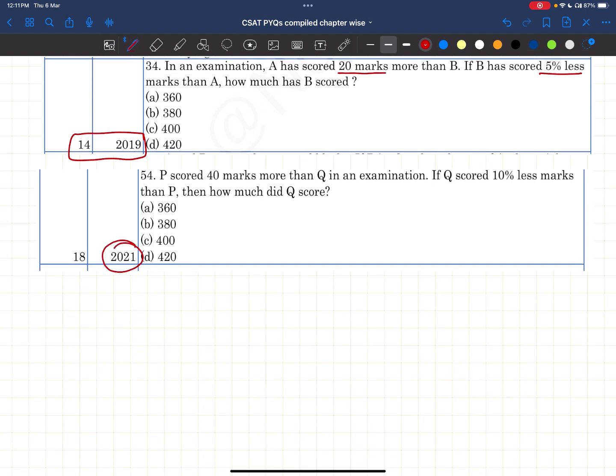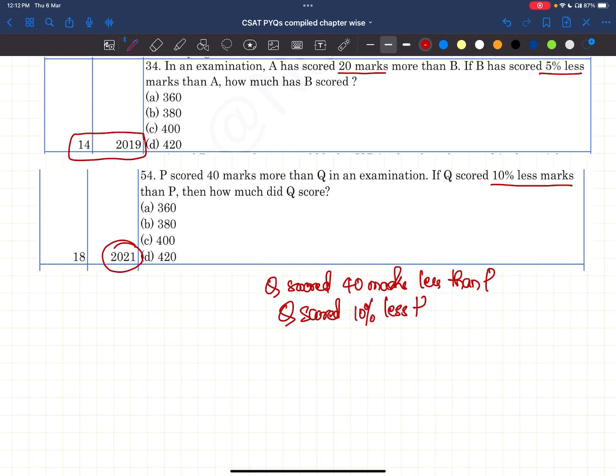P scored 40 marks more than Q. Right? That means Q scored 40 marks less than P, right? If Q scored 10% less marks than P, that means Q scored 10% less than P. That means this 40 marks is equal to 10%, right? How much did Q score? Similarly, here he gave 20 marks and 5% less. We have equated 20 marks with 5%, right?